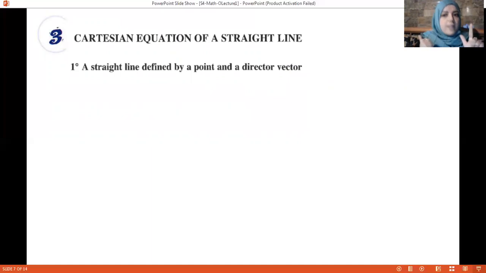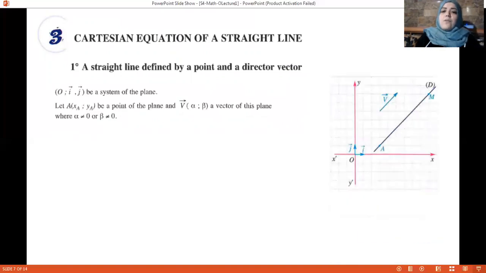So as we did in the parametric equation, we used to have a point and a directing vector. Here, the first case is the same. Let us see what will happen. Suppose we have this system: A should belong to this straight line, and a directing vector. I will also create a point M that I'm sure belongs to the straight line D, but I don't know its coordinates. So it's unknown for us.